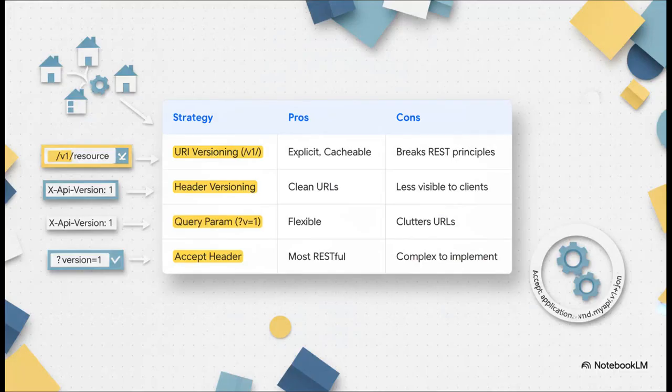The one you see everywhere is URI versioning, just sticking /v1 or /v2 right in the URL. It's super explicit, easy for everyone to see. Some people prefer using custom headers or even query parameters. Now, the most restful way, the one that kind of best follows the original principles of the web, is using something called the accept header, but honestly, it's often the most complicated to get right.